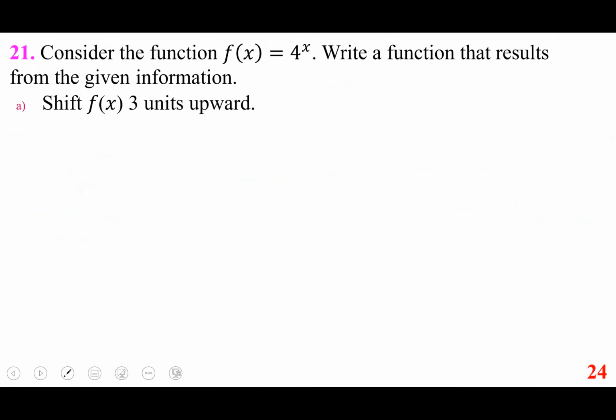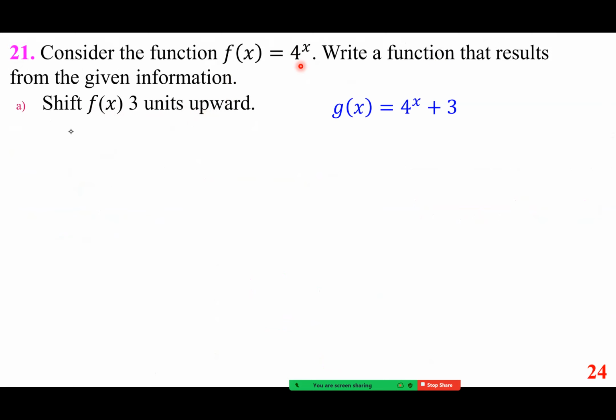Now we have the function f of x equals 4 to the power of x, and essentially it looks very close to y equals 2 to the power of x. When I write a function that results from shifting f of x 3 units up, so just go up, that means add 3 units. Now we want to take it to the left by 5 units. So x changes to x plus 5 because it's going to the left.